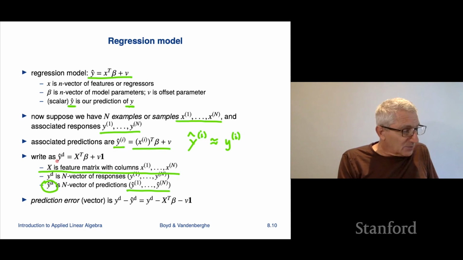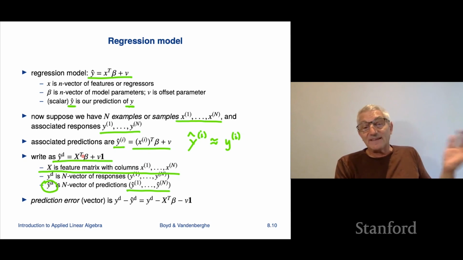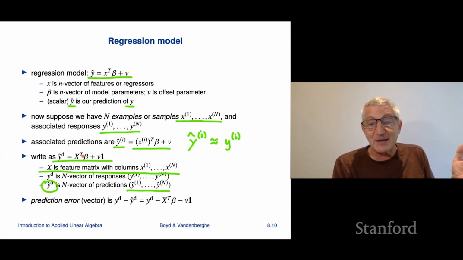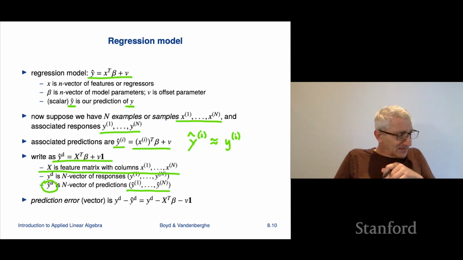The reason is when you write down the matrix vector notation, you write that the vector of predictions is the data matrix transpose times beta, that's a vector, plus v times the vector of ones. Okay, so now you can see why people often work with the data matrix having the rows as the features, because then you don't have this transpose before the matrix vector multiplication. But it's fine, that's the idea.